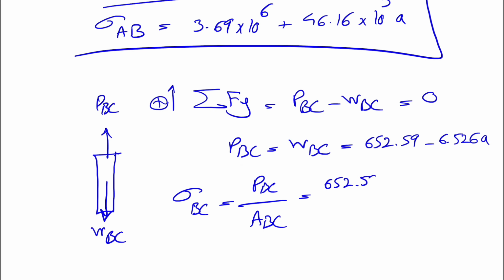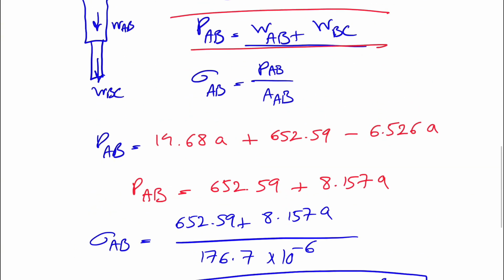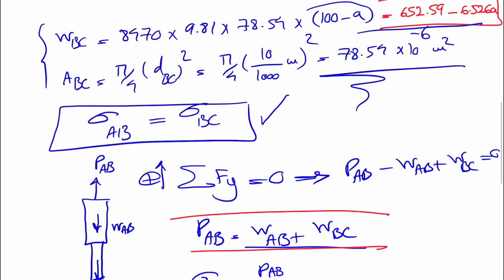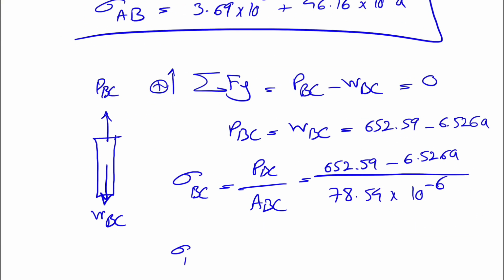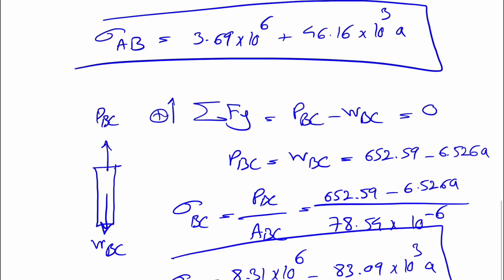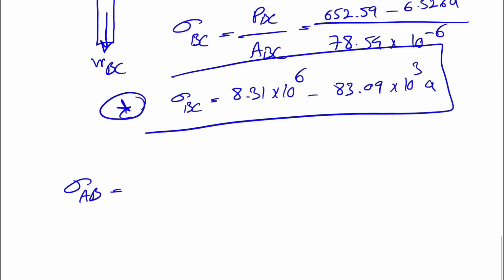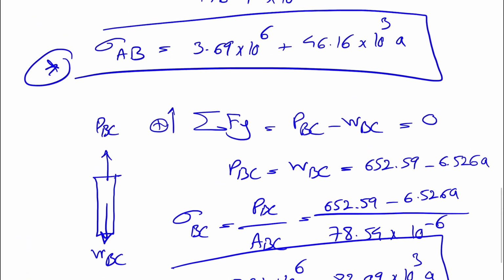So again, 652.59 minus 6.526A over what we found for the ABC, which was 78.54, and this is gonna give us 8.31 times 10 to the 6 minus 83.09 times 10 to the 3 A, and that's gonna be the second part that we were looking for. All we need to do in here is just to put the stress in AB equal to BC, and in this condition we're going to find the maximum normal stress minimum, which is what the A part of the question is asking. So basically for the A, this is what we found in here.